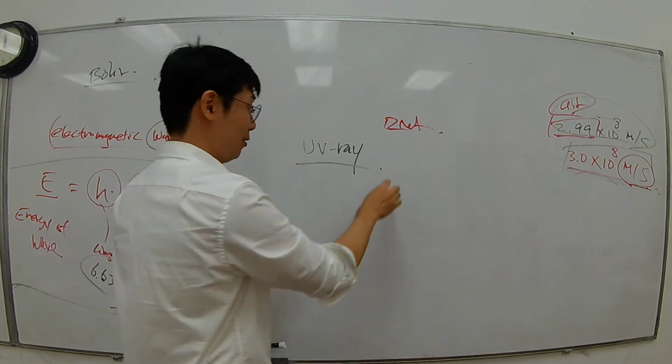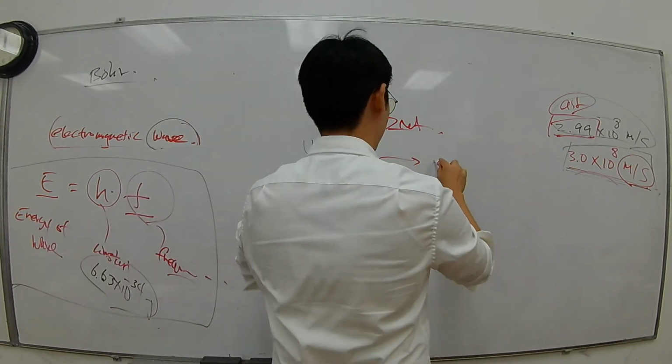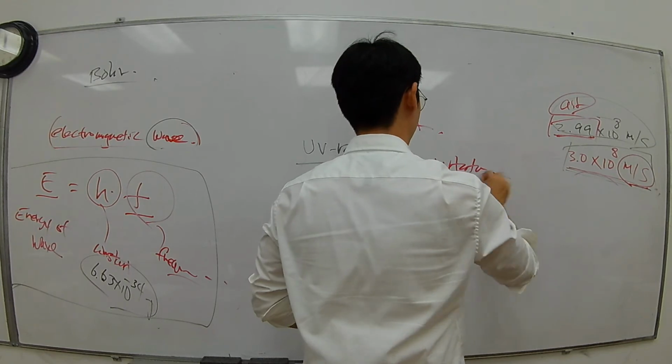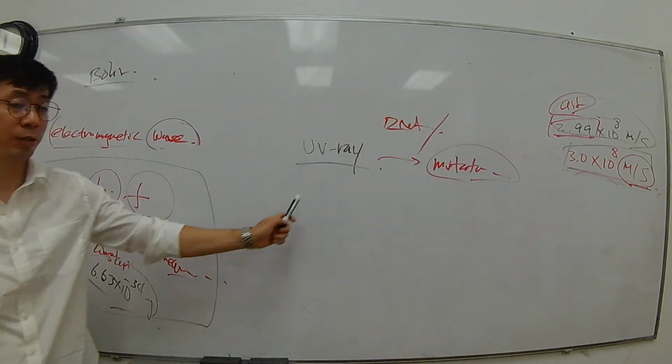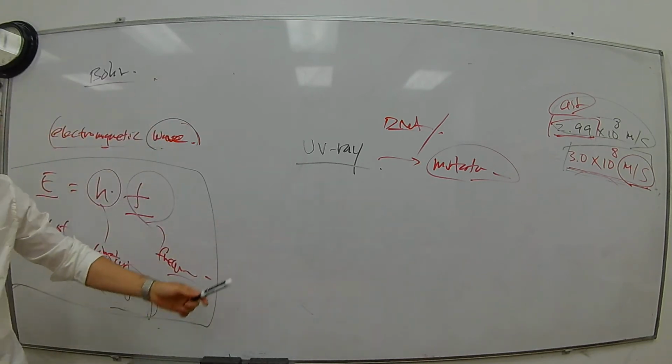And what does that cause? It causes mutation. It can splice up DNA and cause mutation. How? Because UV rays can do this.